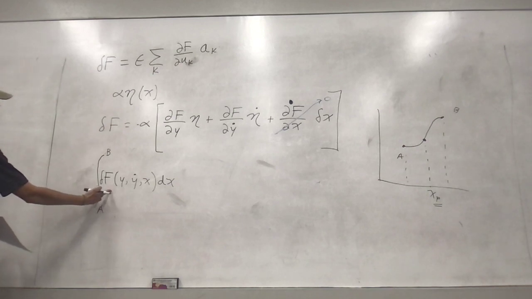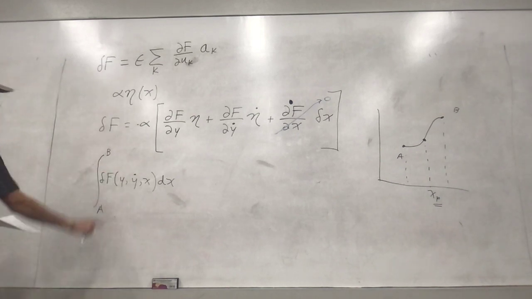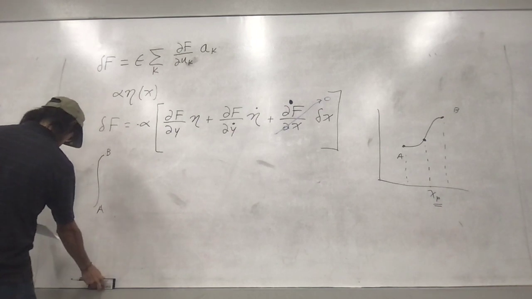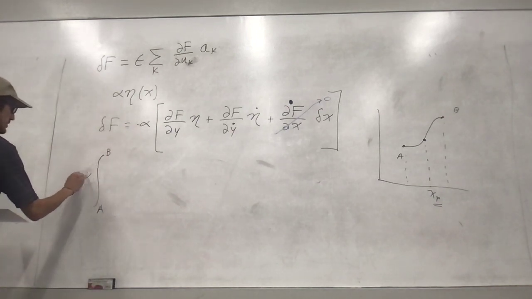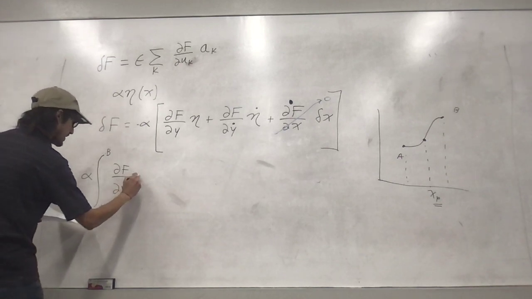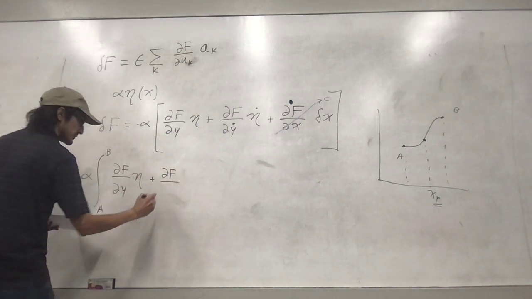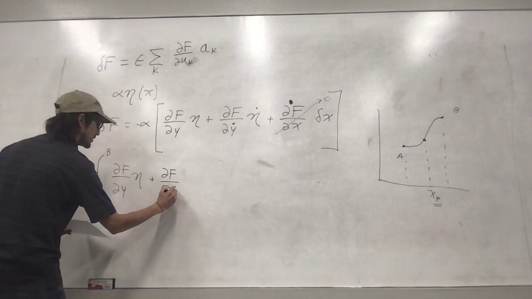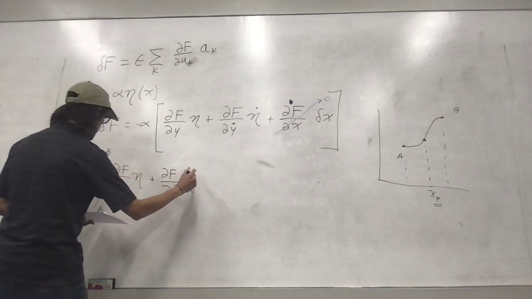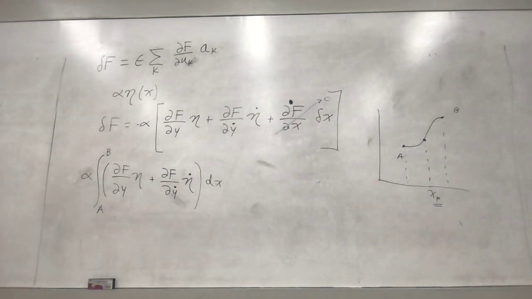Okay, so now we have this delta f. It's this thing over here, so we can write it inside the integral. The alpha is a constant, so we can take it out. And then we just have the partial derivative of f with respect to y, times the virtual displacement in eta, plus the partial derivative of f with respect to y dot, times the virtual displacement in eta dot. And the virtual displacement in x is 0. We integrate with respect to x.